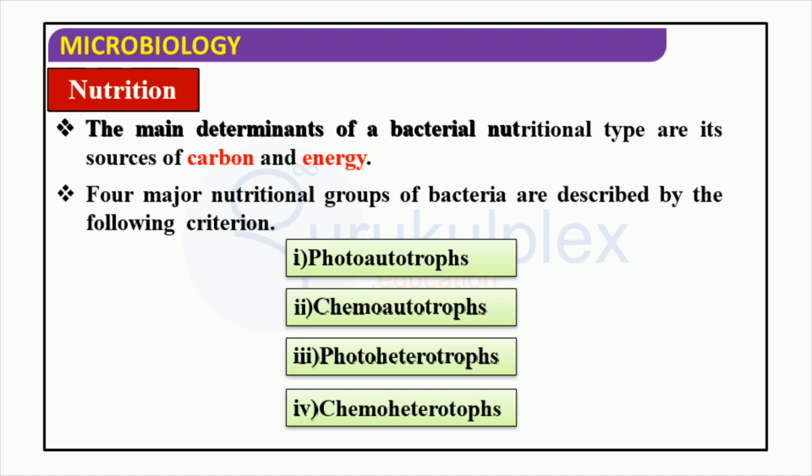Photoautotrophs use light as a source of energy and carbon dioxide as a source of carbon. On the other hand, chemoautotrophs use inorganic compounds as sources of both energy and carbon. Photoheterotrophs use light as the source of energy while organic compounds serve as the source of carbon. Finally, chemoheterotrophs use organic compounds as the source of both energy and carbon.